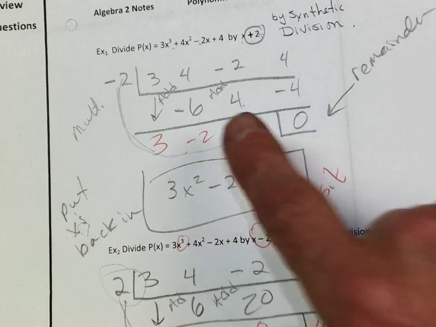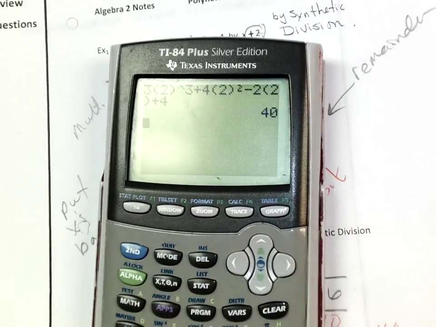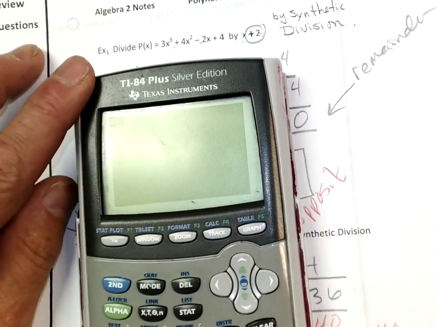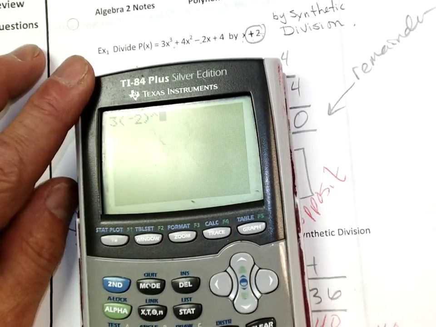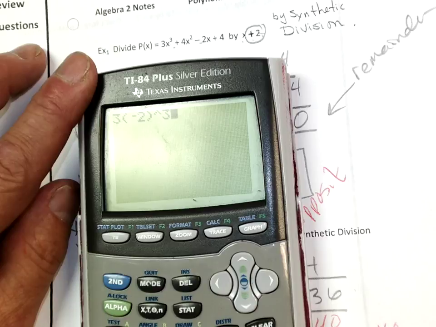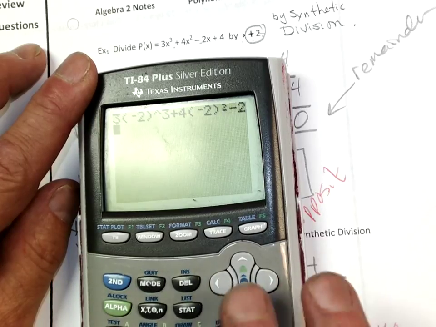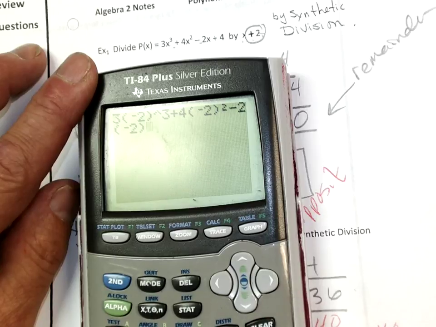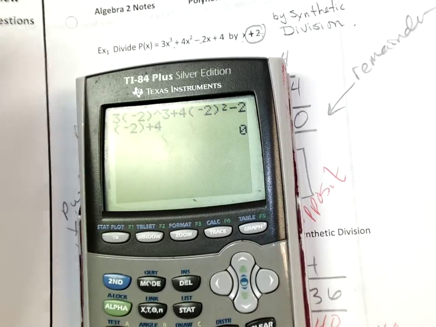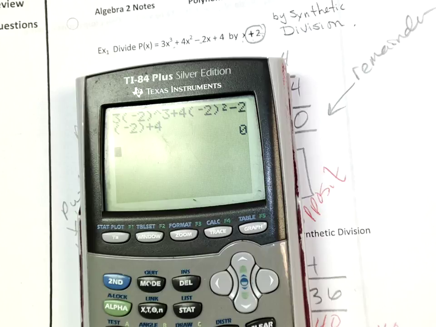So what if I did plug in negative 2 up here? Let's check it out. 3 times negative 2 to the third power plus 4 times negative 2 to the second power minus 2 times negative 2 plus 4, boom, I got a remainder of 0. So even though I don't know the answer, I know it's a factor. Even if I don't know the full division answer, I know it's a factor. Remainder of 0, okay?